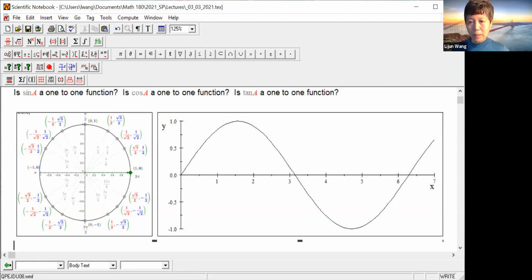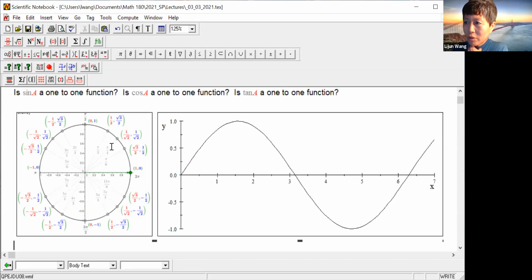May I know who's speaking? Bailey. Okay, thank you, Bailey. Very good job. It's not one-to-one. The definition says whenever the inputs are different, the output should be different as well.